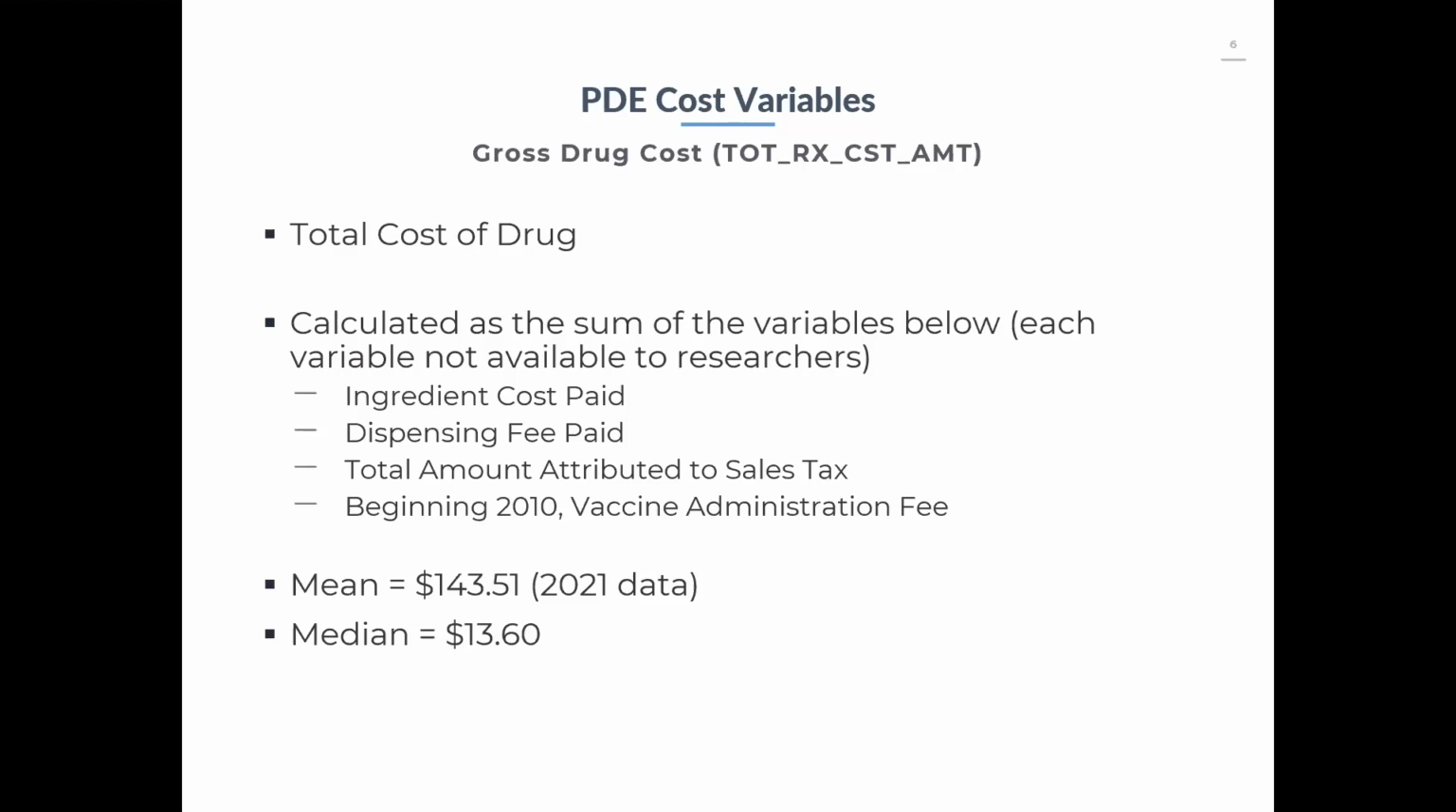If we look at all the drug event records in 2021, the mean of this variable is about $143, whereas the median is $13.60. So you can see how there are some very high cost drugs that are pulling that mean far above the median. And that's a good characteristic of drug data. Most fills are low cost drugs, but there are some extremely expensive drugs that skew the distribution when it comes to cost.